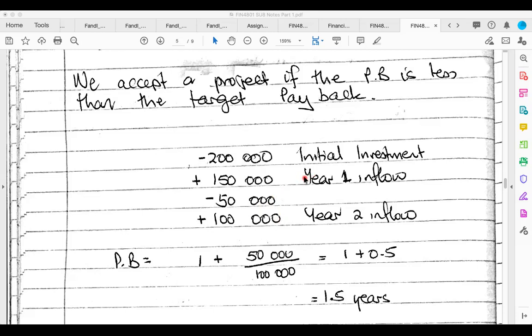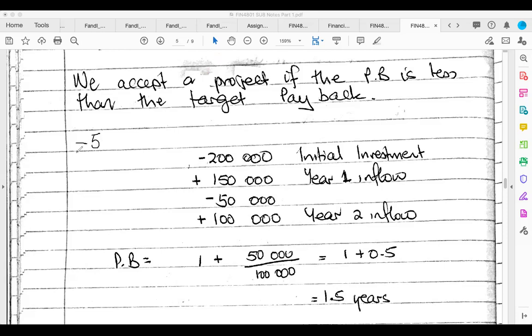Then you take the year just before your last negative cash flow, which is 1 year, and then you take the negative cash flow divided by the cash flow coming in the next year, which is 100,000, and then you get 1.5 years. Let me just illustrate this through another example.